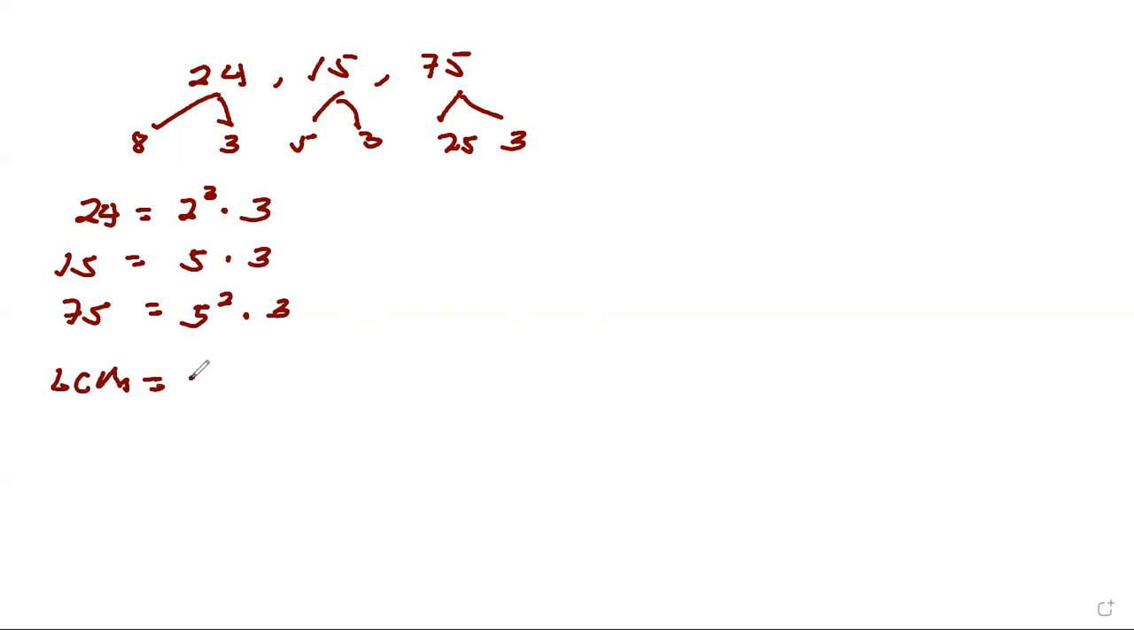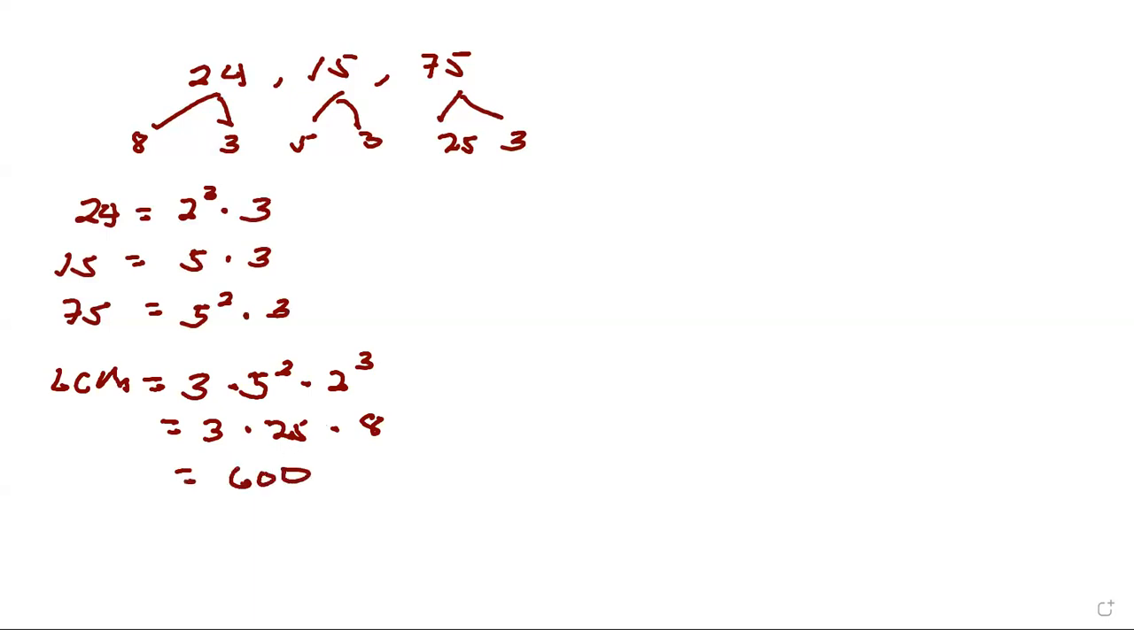So, the LCM will be 3. Kasi ito yung common sa tatlo. And then, common sa bawat dalawa, no? So, you have 5 tsaka 5 squared. So, pipiliin mo yung 5 squared, mas mataas na exponent. And then, you have there the 2 cubed. So, that is 3 times 25 times 8. Okay? So, which is equal to 75 times 8, that is equal to 600.